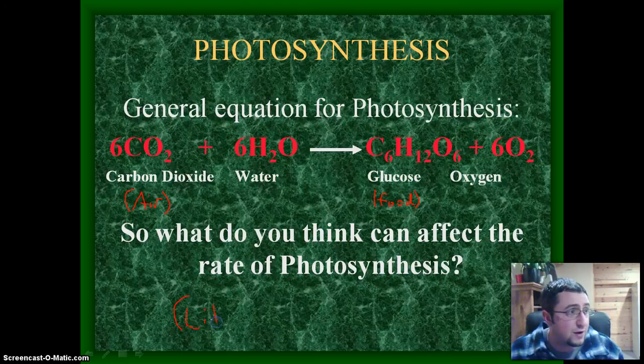I'll go ahead and write here: light intensity. How much light there is will affect the rate of photosynthesis. The more a plant can photosynthesize, the more food it makes, and the more it can grow.